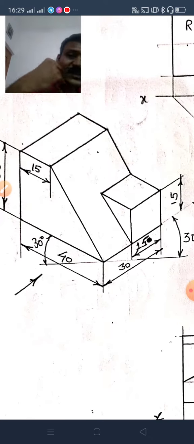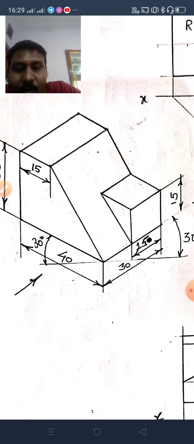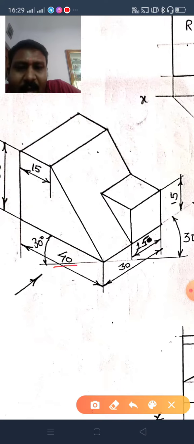Now, this is how you have to draw this figure. First of all, take one simple light line. From that, take two angles of 30 degrees, 30 degrees from here and 30 degrees from here, and draw these two lines. Measure the dimensions: 40 mm means 4 centimeters, and here 30 mm means 3 centimeters.